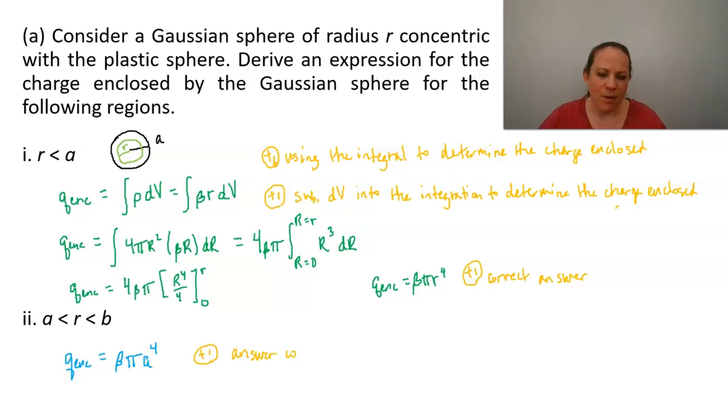And this is a really common way that the AP exams score. That if you get an answer wrong, but you use it correctly in a subsequent part, you're only penalized once. So if you had a wrong answer for part 1, but you used it correctly for part 2, you could still get full credit for part 2.